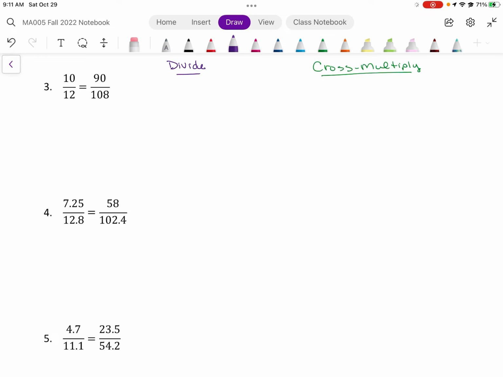All right, so dividing, I get 10 divided by 12 is 0.83 repeating. And does that equal the right side, 90 divided by 108? And I get 0.83 repeating. It does. So I think the answer is going to be yes. Okay, so let's write yes. This is a true proportion.